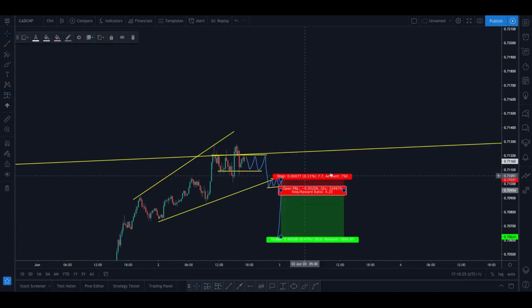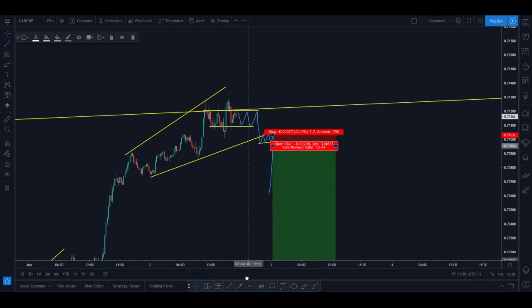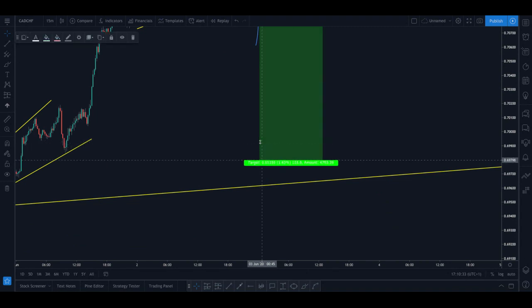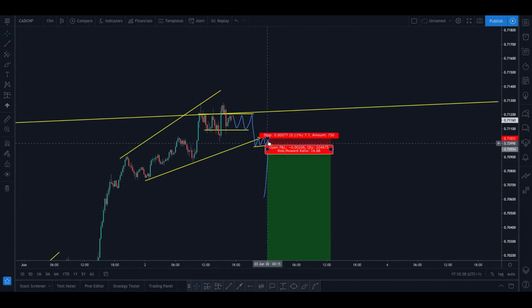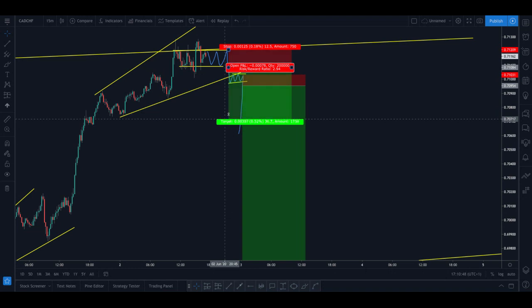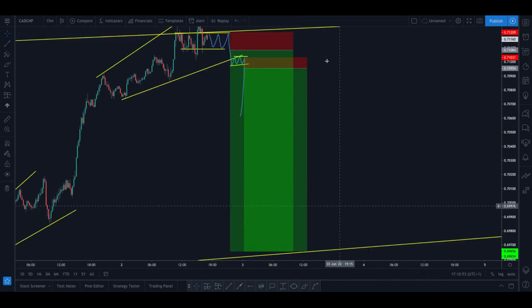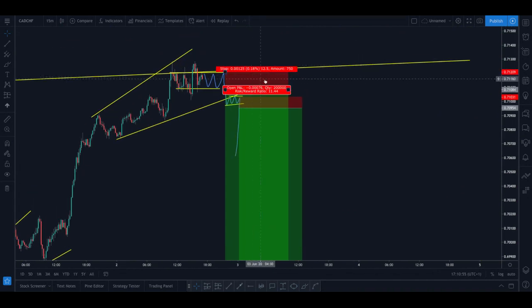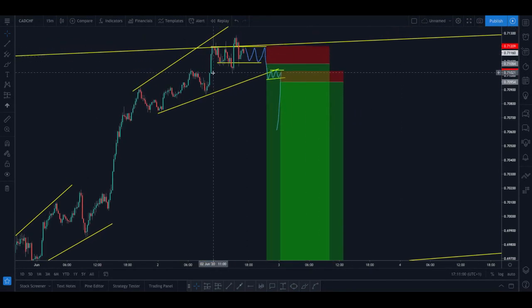Entry below, stop loss above, and I'll just move that. Overall target still remains down at these lows, so in all the shorts we do, this looks to be our target, nice 16%. Another entry would be here, stop loss here. So possibly another 12-13%, another 11.5%. So this is just a little bit of forecasting.